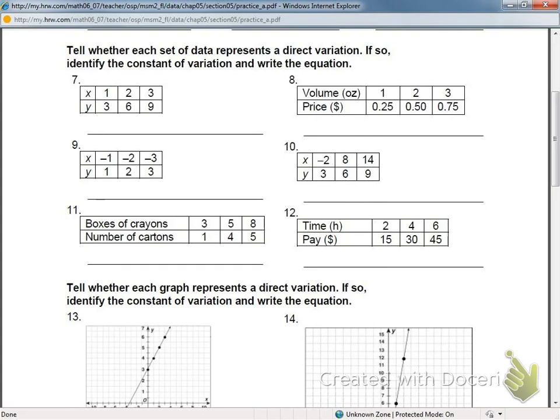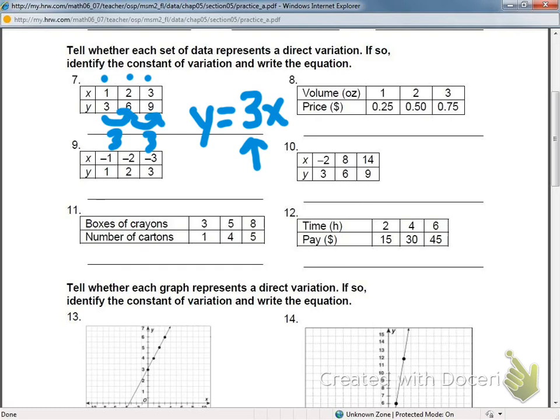So looking at the first one, I have 1 is 3, 2 is 6, 3 is 9. Am I increasing by the same number each time? 3, 6, 9. Am I increasing by 3 each time? Yes. So the equation is y equals 3x. 3 is my constant because that's what I'm increasing by each time.